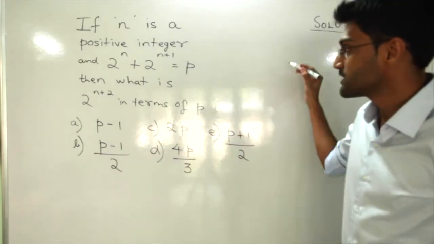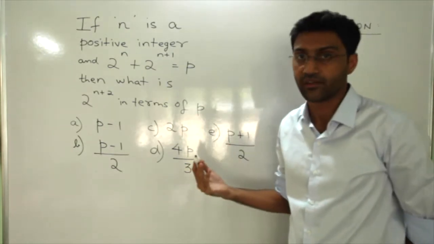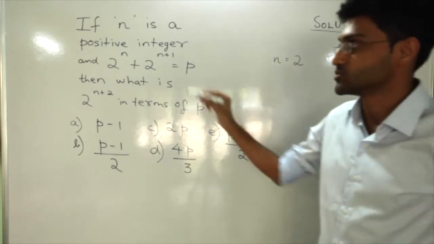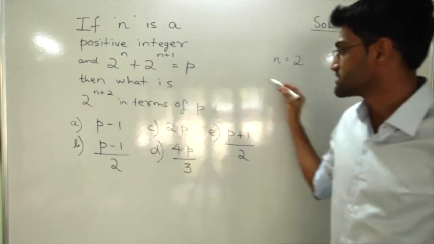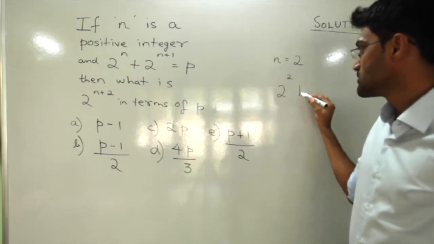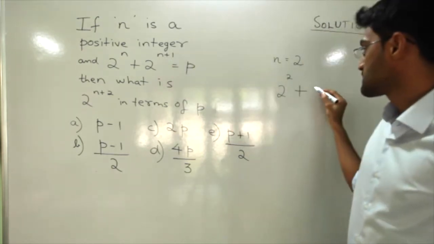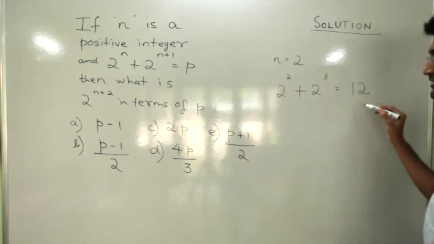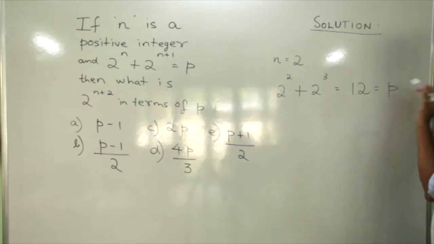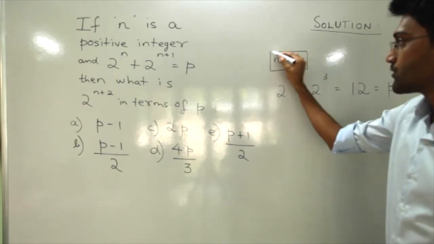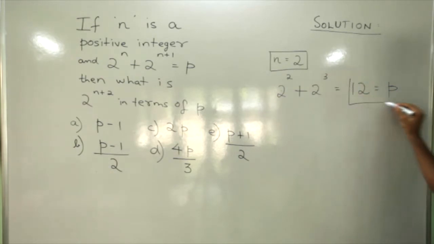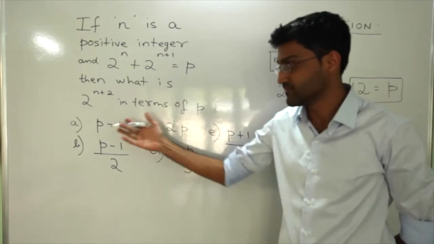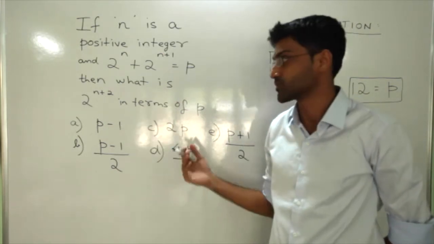Let's have a look. We can assume any convenient value for n that we wish to. So let's assume for a start an easy value like n is 2. Plug it back into the question and we have a 2 raised to 2 plus a 2 raised to 2 plus 1, which is 2 raised to 3, which is 4 plus 8, and that gives us 12. So according to our assumption, n was 2, and when n was 2, the answer to the question was 12. What we now need to do is go back to the question and see which of the options match in terms of the answer options.